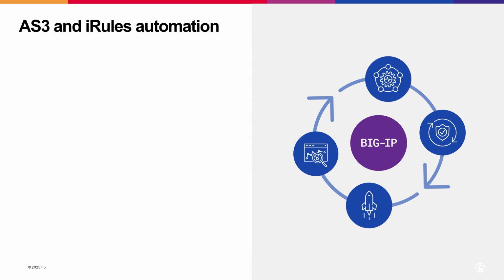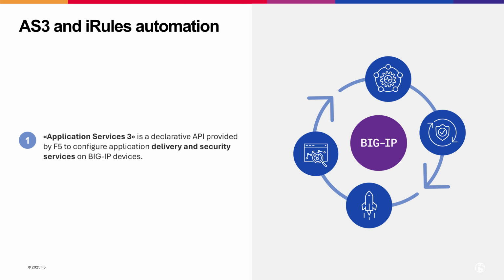What are AS3 and iRules? Application Services 3 is a declarative API provided by F5 to configure application delivery and security services on BIG-IP devices. It makes deployment easier by letting users describe their setup in a simple JSON format that can be reused, shared, and automatically applied the same way every time.